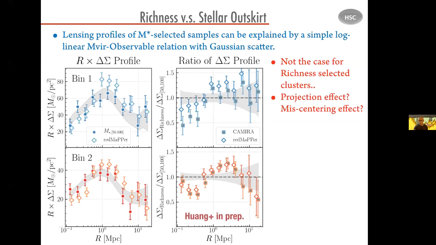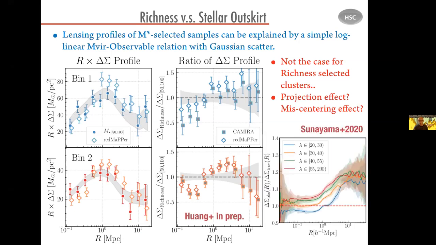The systematic trend is also very interesting. We see that the richness clusters tend to have a lower amplitude inner GG lensing signal than the stellar mass-based ones at the same number density, while being consistently higher in the outskirt. We are still trying to decode what this means. It could be the contribution from off-center clusters. It could be projection effect. For example, in recent work by Sunayama et al. 2020, they find a similar trend. There could also be other things. So I think this is very interesting.